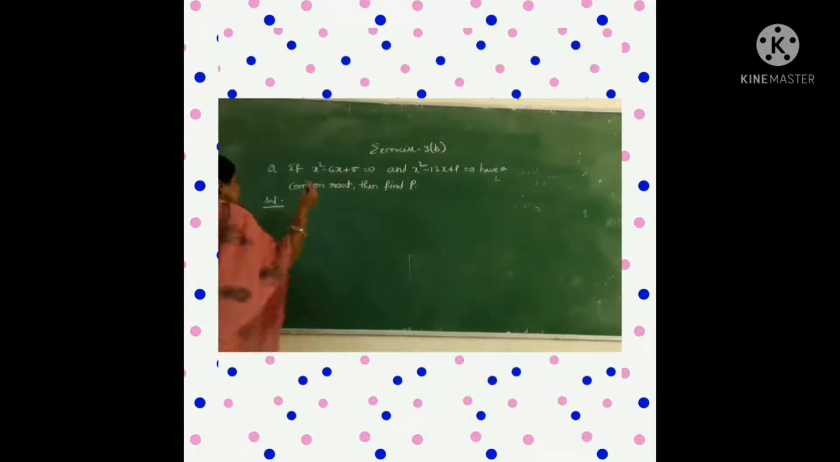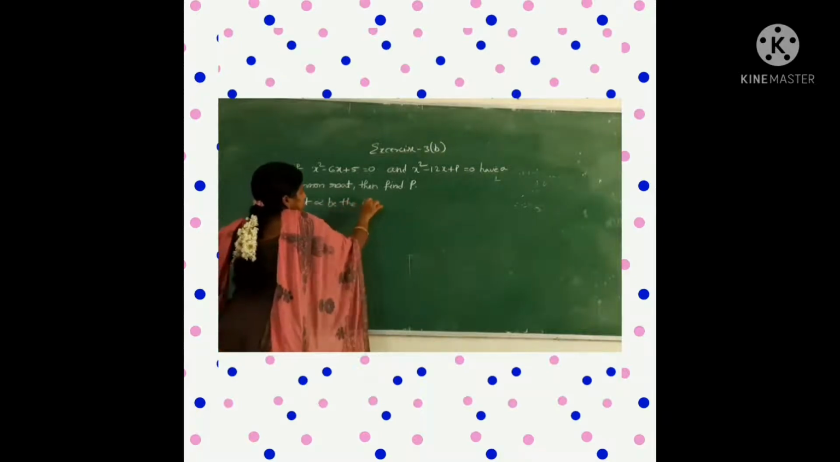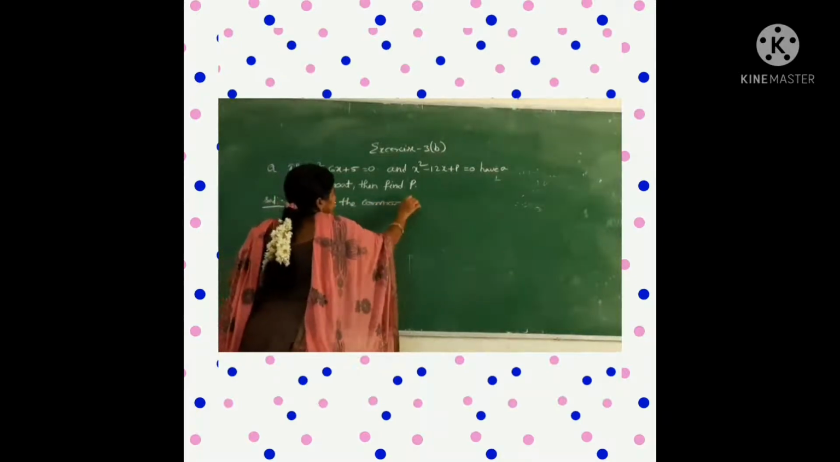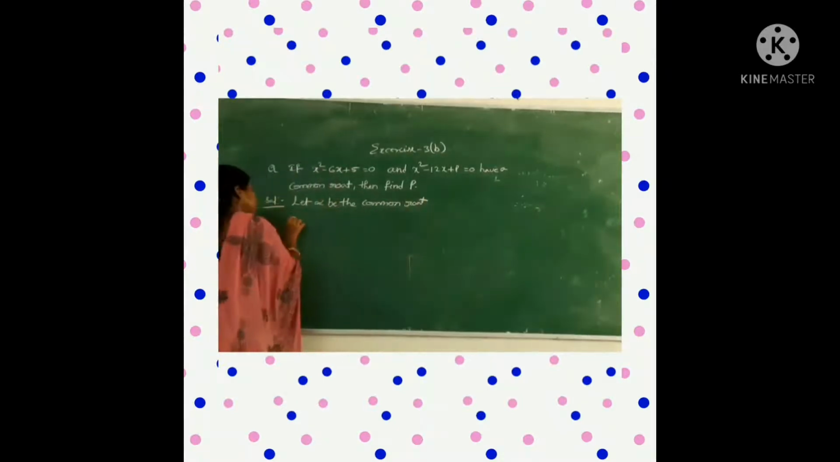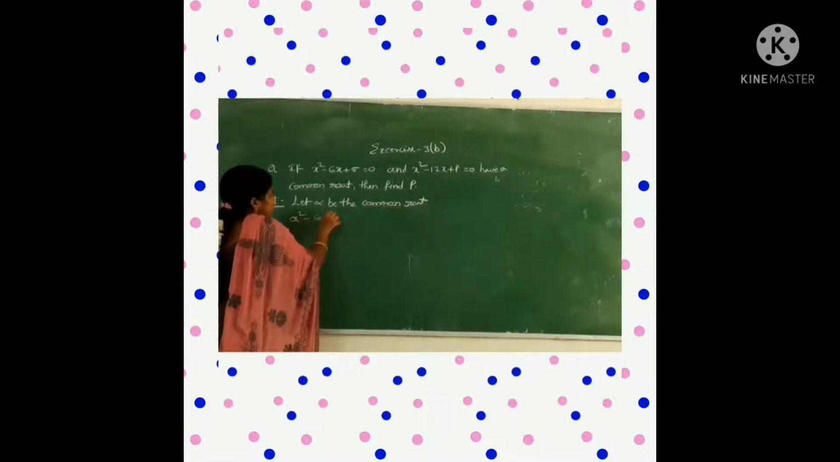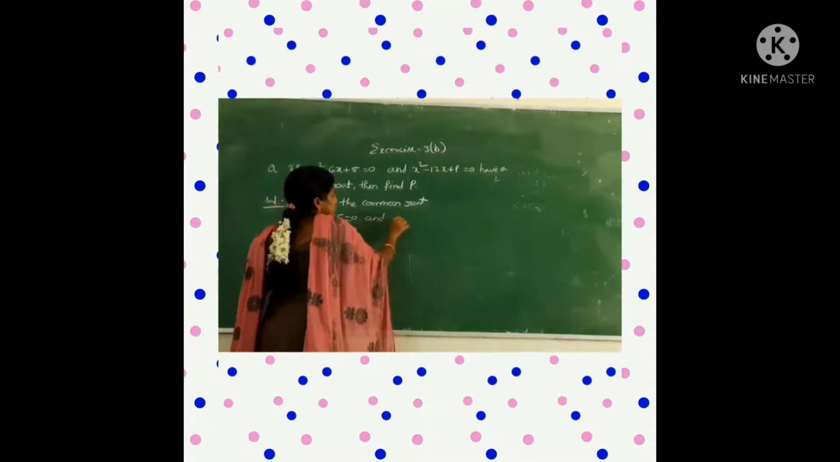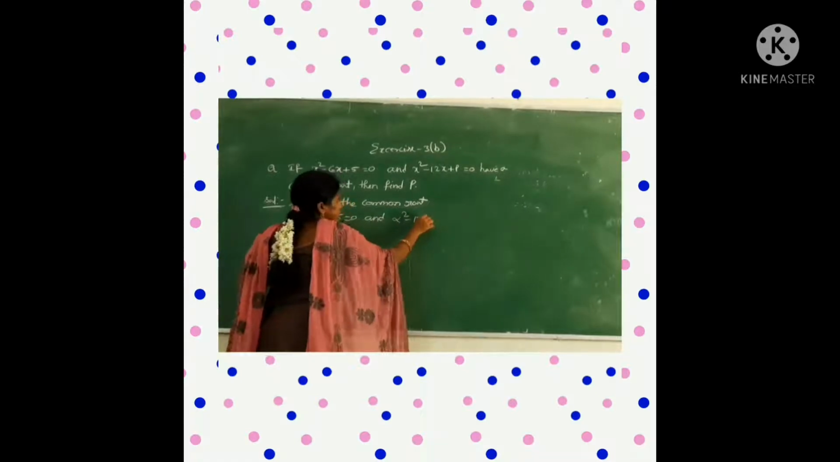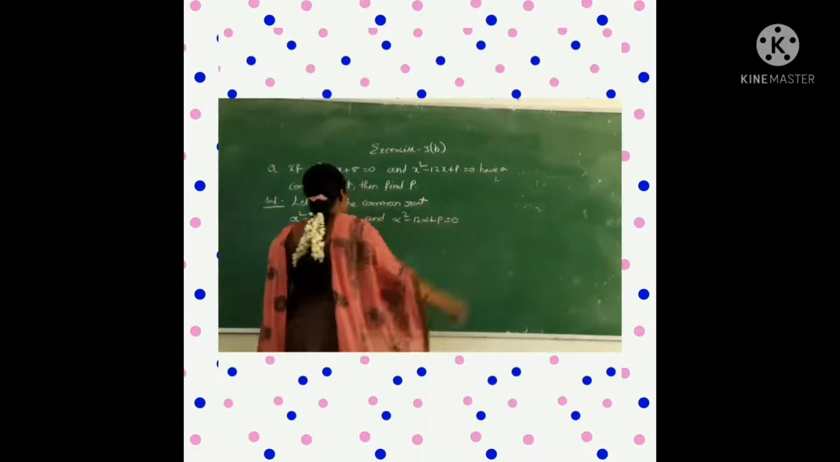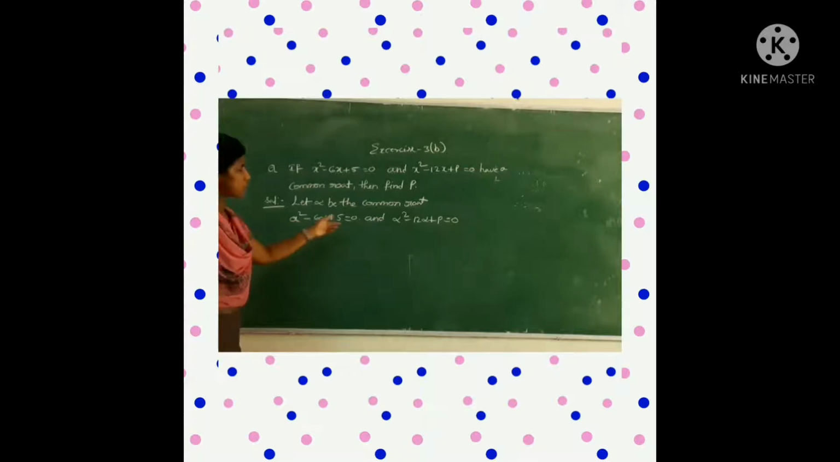See here, let alpha be the common root. So alpha square minus 6 alpha plus 5 is equal to 0, and the second one is alpha square minus 12 alpha plus p is equal to 0. Here, from the first equation we find the factors, then we get the alpha value, and substitute it in the second equation.